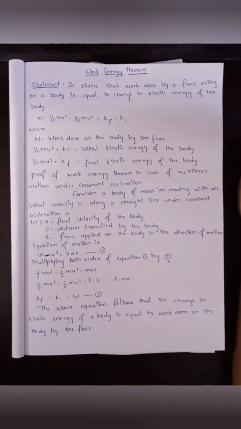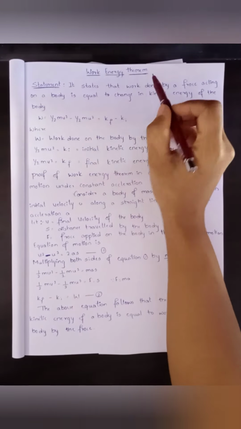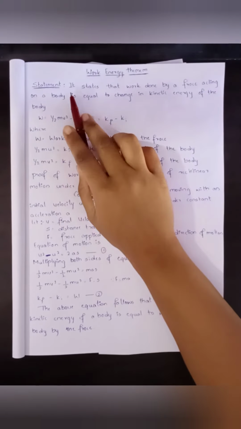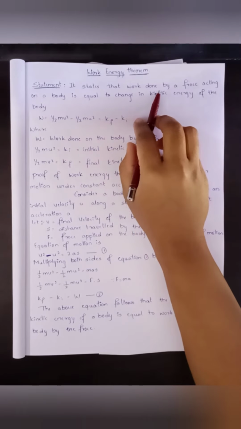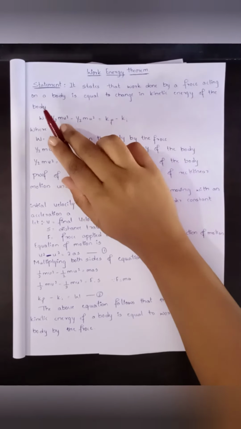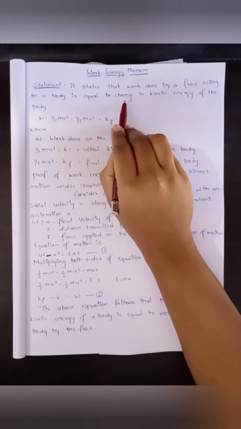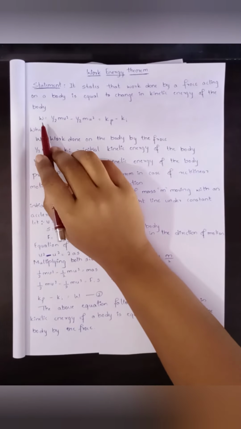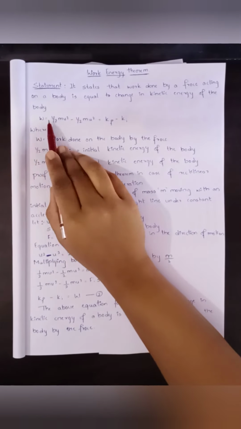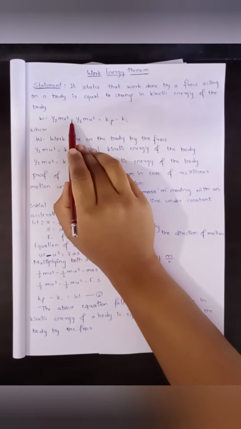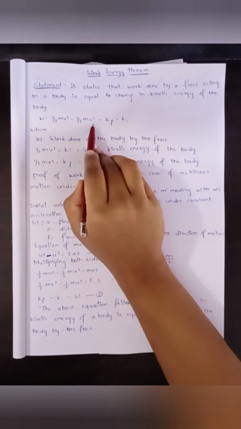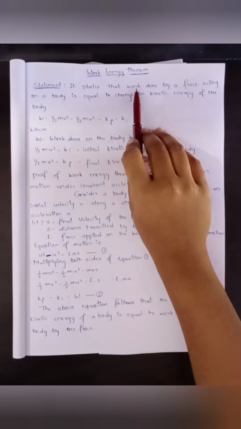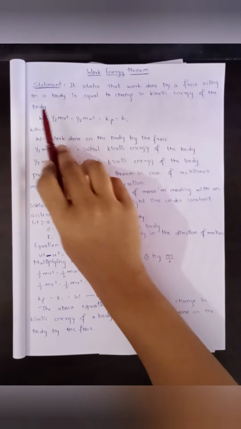So next we will understand the work energy theorem. What is the statement of this work energy theorem? It states that the work done by a force acting on a body is equal to the change in the kinetic energy of the body. So let us write it in equation form. W is equal to half m v square minus half m u square, which is the change in the kinetic energy, and W is the work done by a force acting on a body.